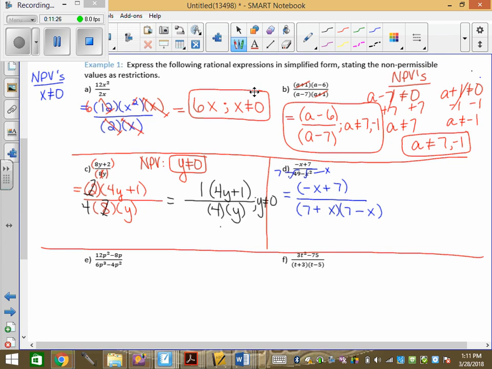So before you ever cancel, you have to state your non-permissible values. So my NPVs are x plus 7, or 7 plus x, cannot equal 0, and 7 minus x cannot equal 0. Subtract 7, x cannot equal negative 7. Add x, 7 cannot equal x. So our NPVs are x cannot equal positive or negative 7.